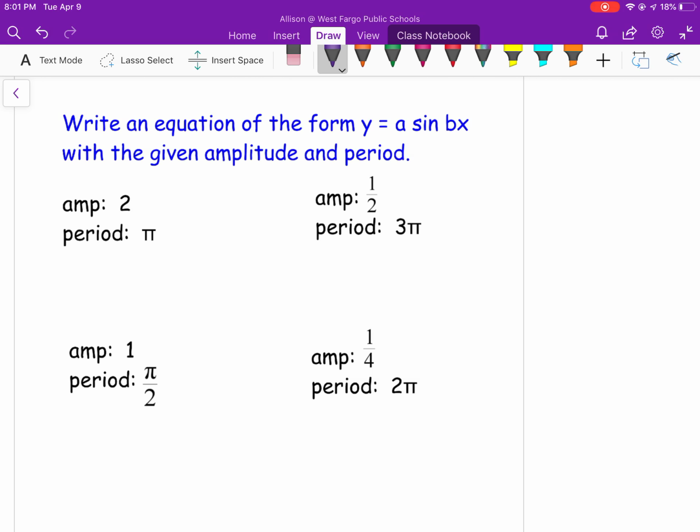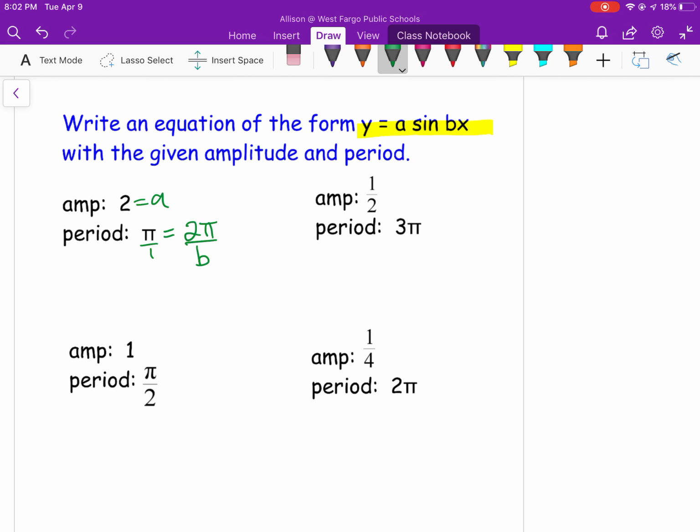Let's practice writing an equation of this form, y equals a sine of bx. So my amplitude is my a value, and my period here is given to me as pi. But remember, the period was found by taking 2 pi divided by b. So the period doesn't go in the equation, but the b does. So if I set it equal to this, I can solve for b.